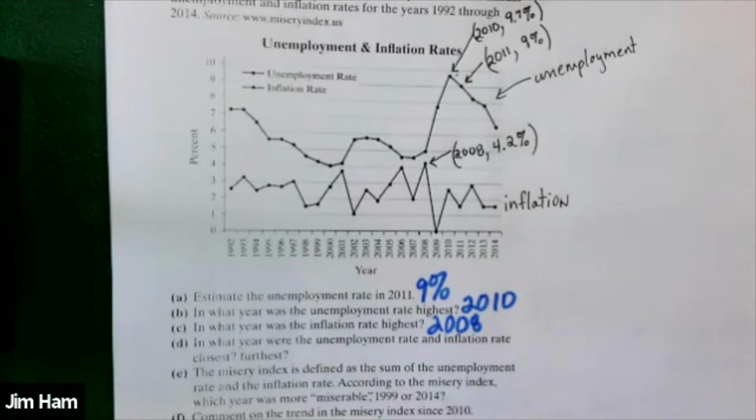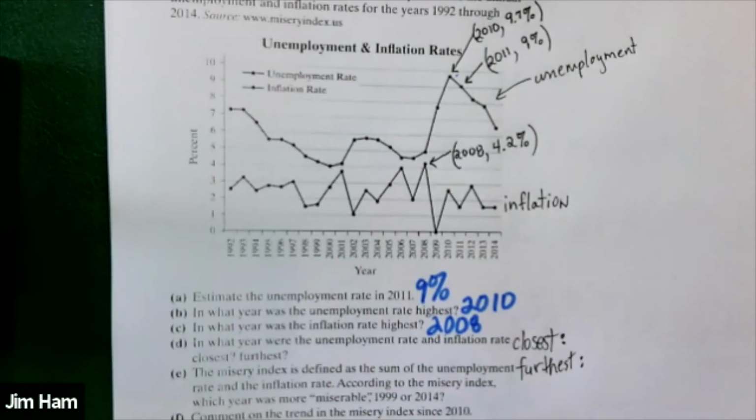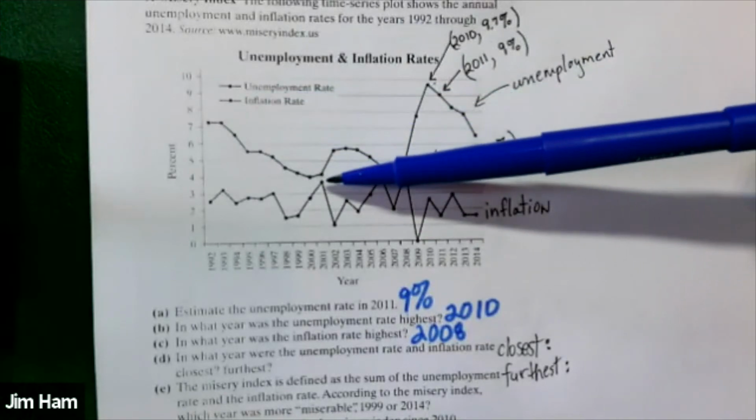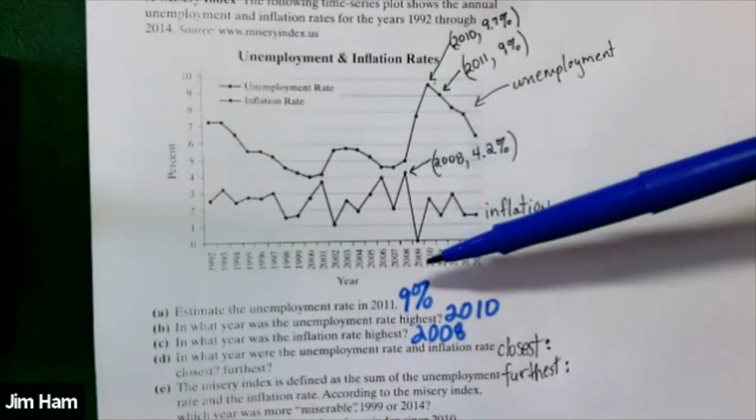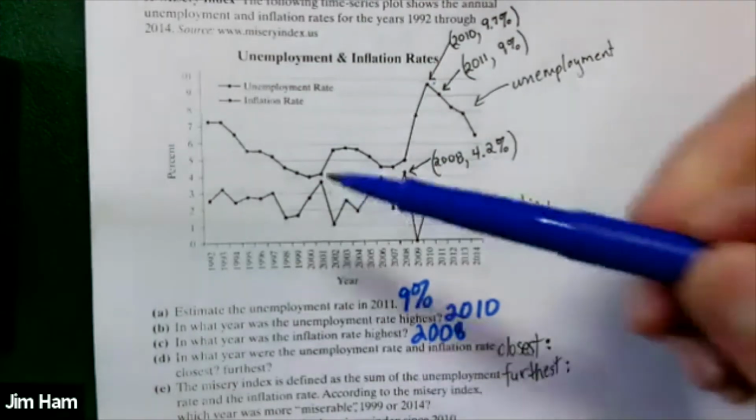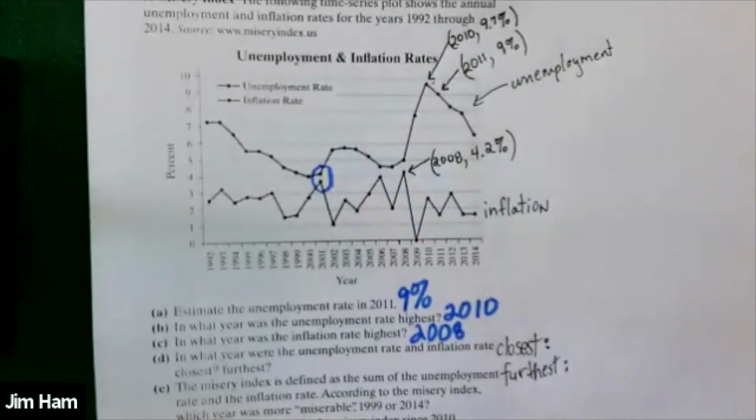And what year were the unemployment rate and inflation rate closest, furthest? Well, it would be where the two graphs kind of come together here. So that looks like the closest, and there's another candidate for the closest. So just not too much difference between. You could take the unemployment rate, subtract the inflation rate, and the number that's smallest would be the smallest difference between the two. And just by eyeballing it here, I'm going to say it's here that is the closest. And that one corresponds to the year 2001.